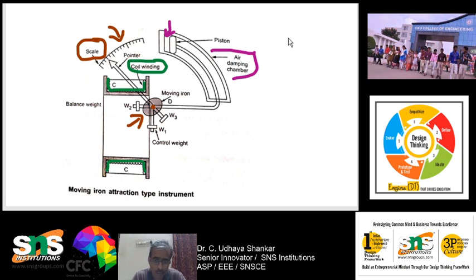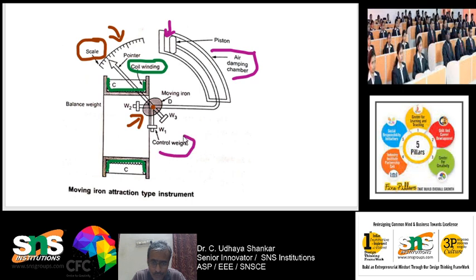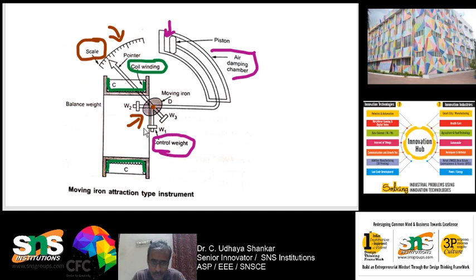Here you can see that some control weights are also used. These are also used for damping, W1, W2 and W3. So, three different balance weights are used. This is used to produce better damping.